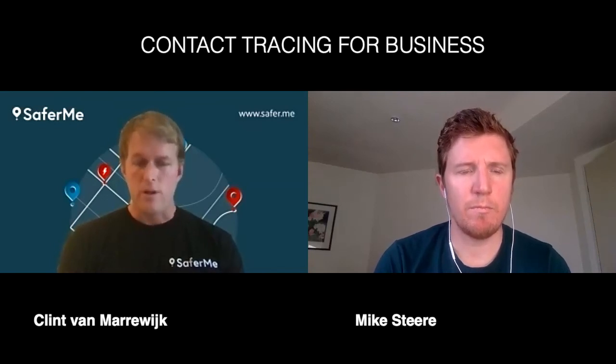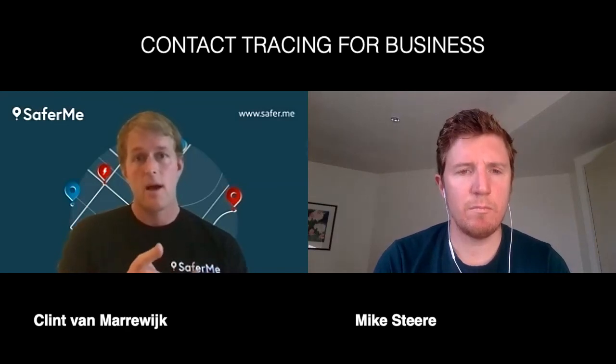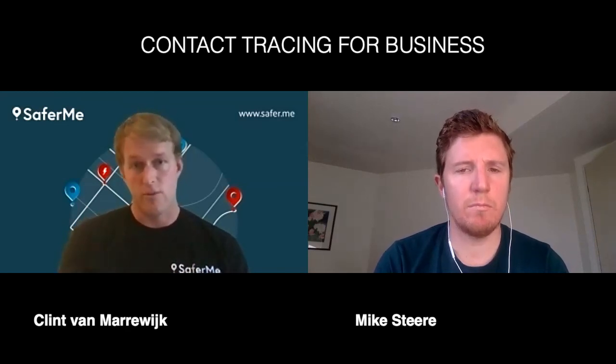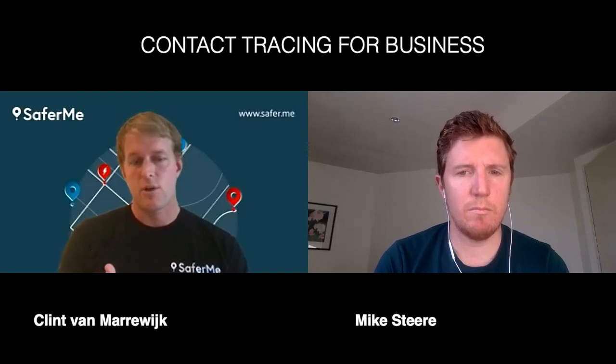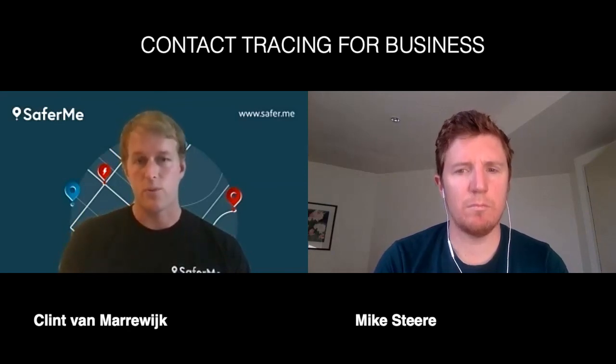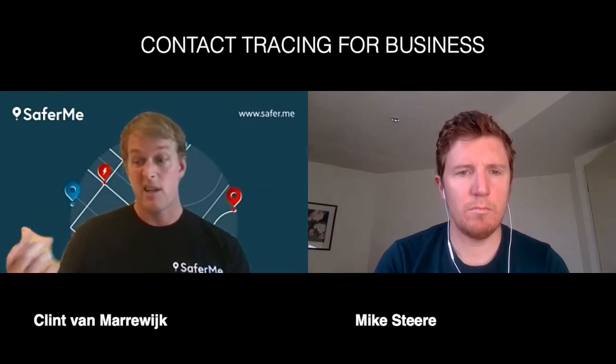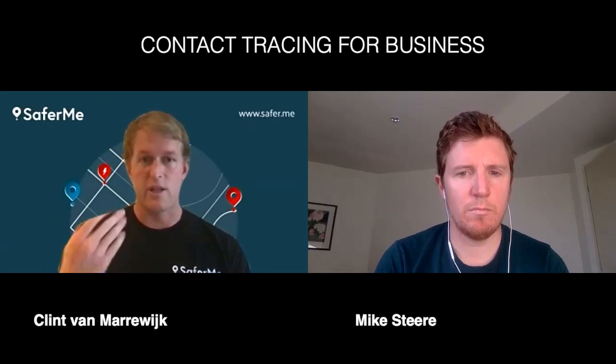So in other words, a user knows that SaferMe knows where they are, and that we don't pass that information on in real time. What is passed on, though, is the location of contacts. So the date, time and place, and obviously who the contact was with. Now that data is accessed if symptoms are reported. And that's where I guess the business can actually play a role in helping to protect you as a worker.